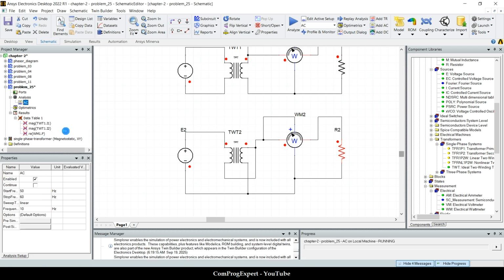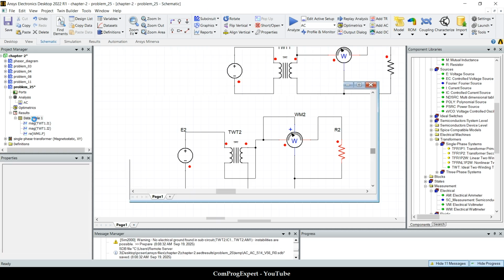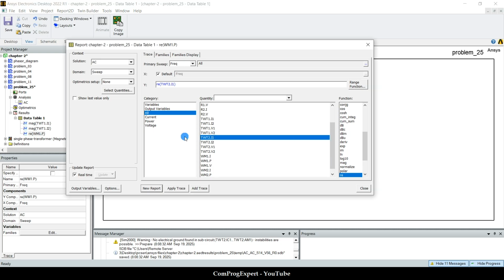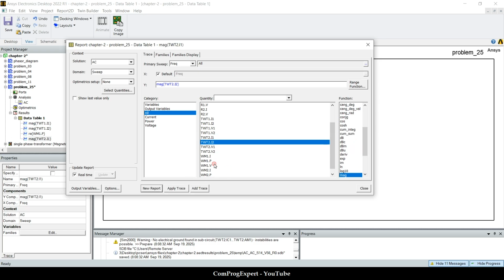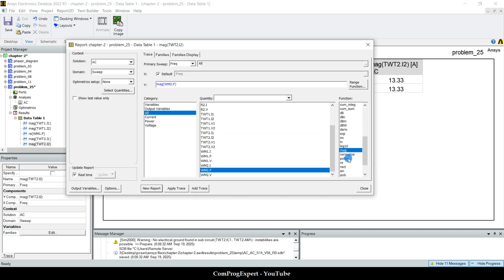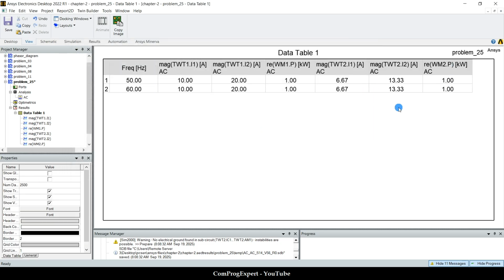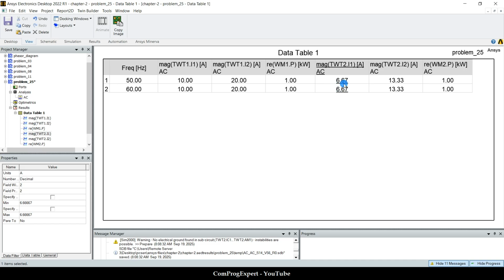Then we can compare. So in this case, let's add the I1 of the right, the magnitude, and the power of the second resistor. As you can see, for both cases, we have the same output power. But for the auto transformer, the current of the high voltage coil is 6.67, lower than the rated one.